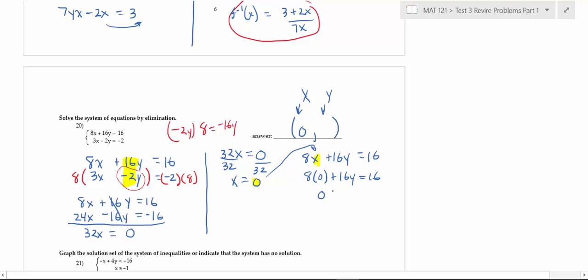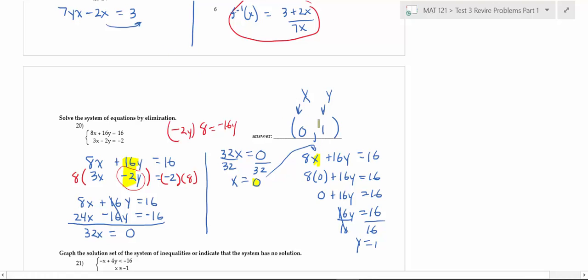So that's 0 plus 16y equals 16. So that's 16y equals 16. Divide by 16, and then you get y equals 1. So that should be the point of intersection.